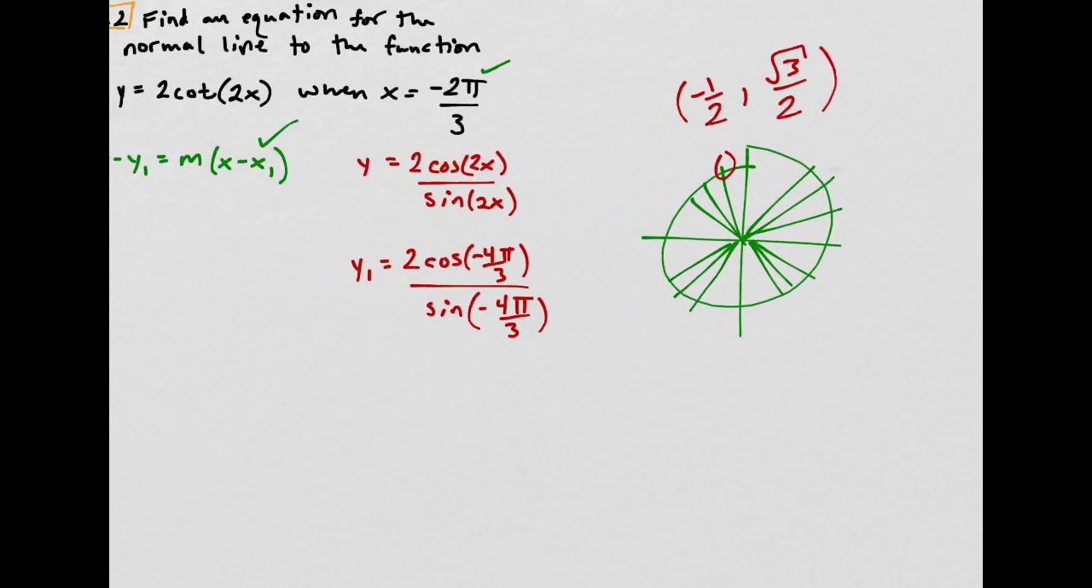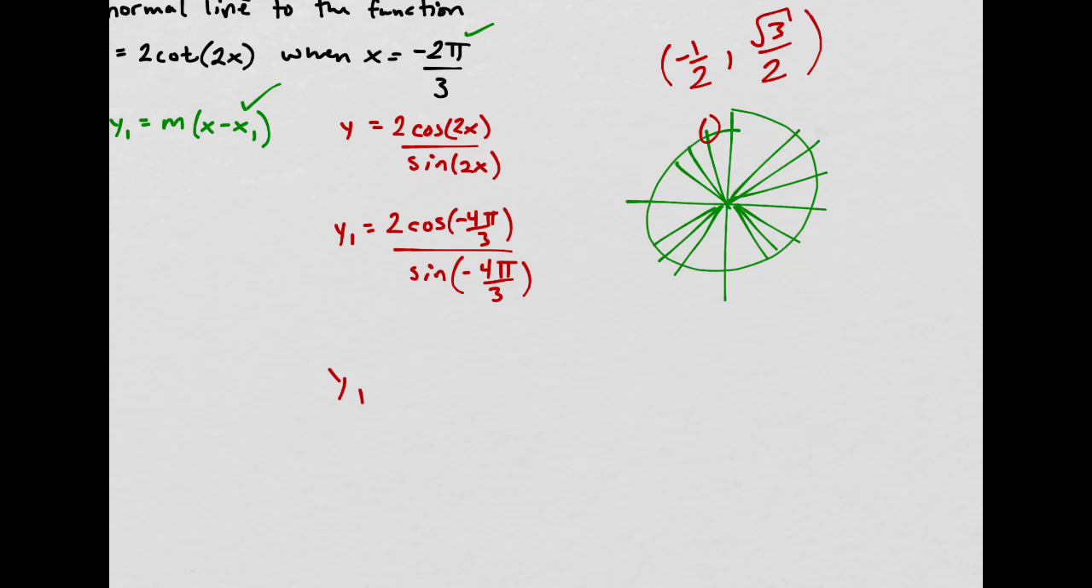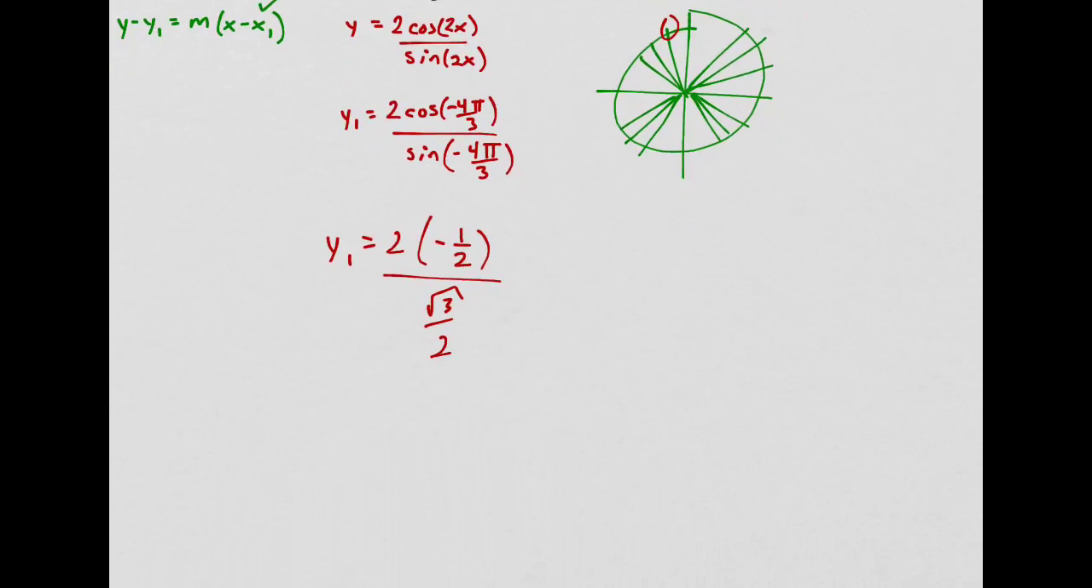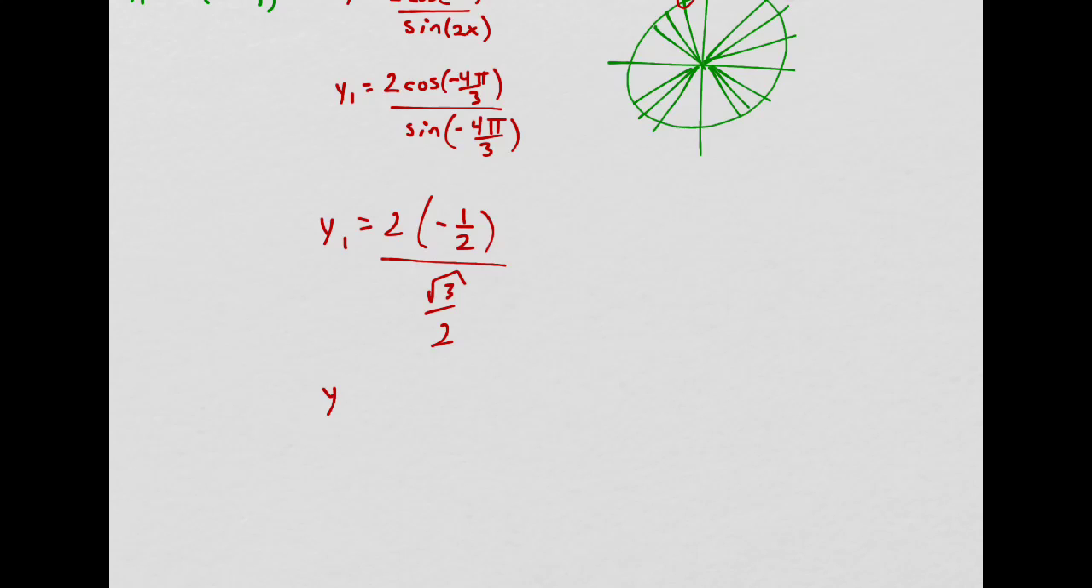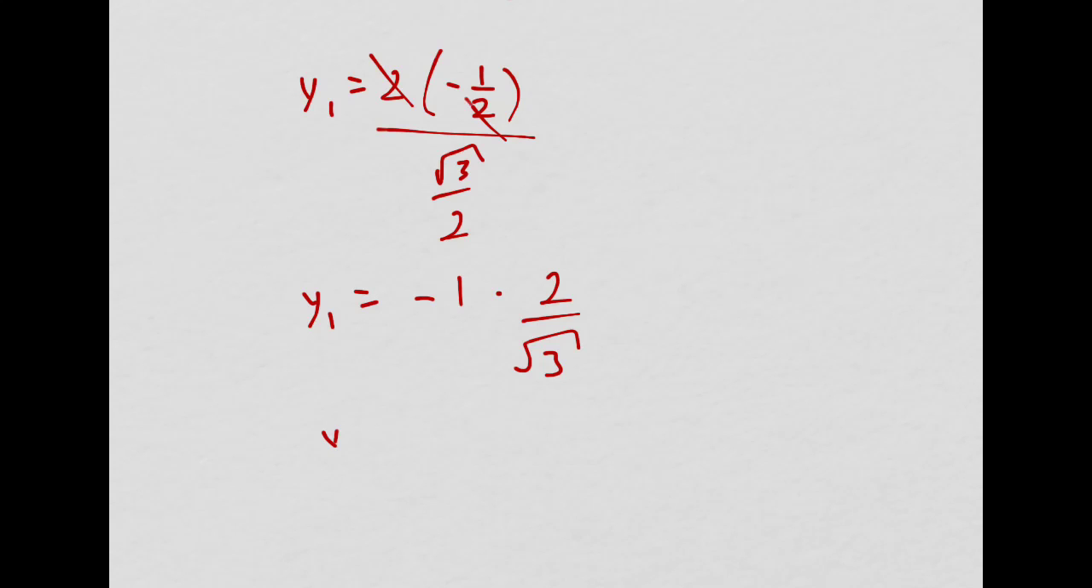So there we go. Now I know what y1 is. y1 is equal to 2 times cosine of that, well, that's negative 1/2, and divided by sine of that, well, that would be root 3 over 2. And I'm going to flip and multiply because I got a fraction on the bottom. So y1 is equal to, well, that cancels. So I get negative 1 in the top and 2 over root 3 in the bottom. So y1 is negative 2 over root 3.